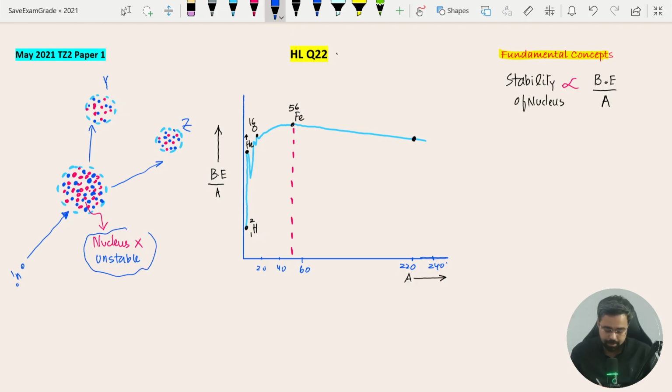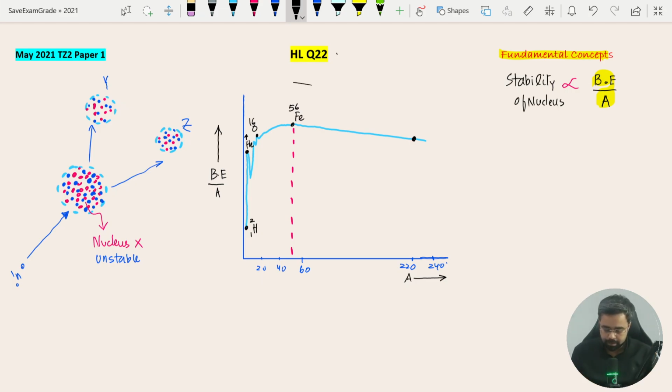So in this question you have to compare the binding energy per nucleon of this nucleus X, Y and Z. Now, what is binding energy per nucleon? It is a decisive factor which determines the stability of the nucleus.